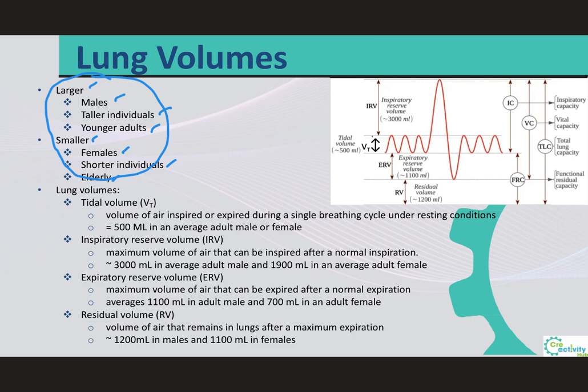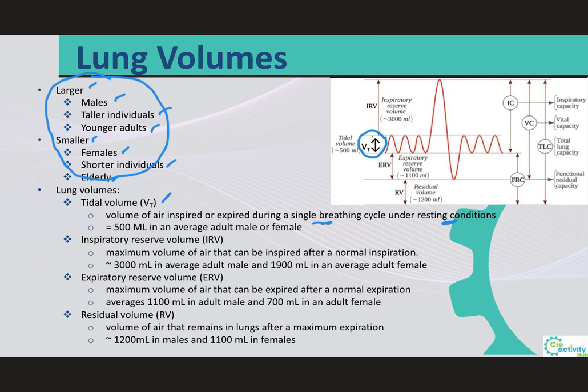Examples of lung volumes are listed below, and the values that are given are averages of young adults. First, we have what we call tidal volume, which can be abbreviated by VT, and this is going to be the volume of air that's inspired or expired during a single breathing cycle under resting conditions. So it equals 500 mLs in an average adult male or female. Therefore, for this lung volume, it is the same for males and females.